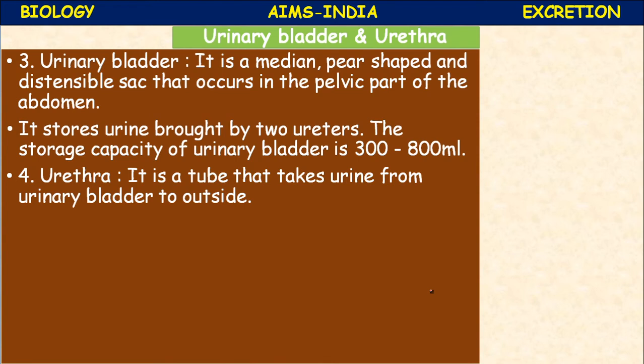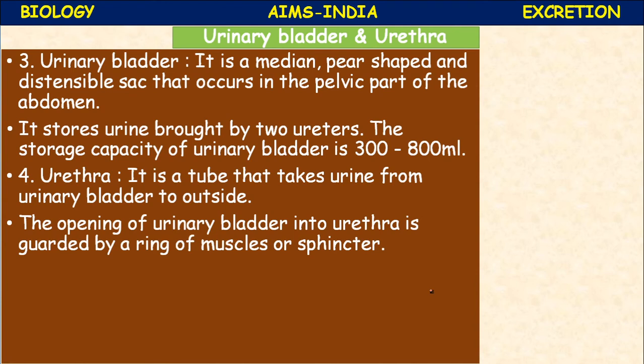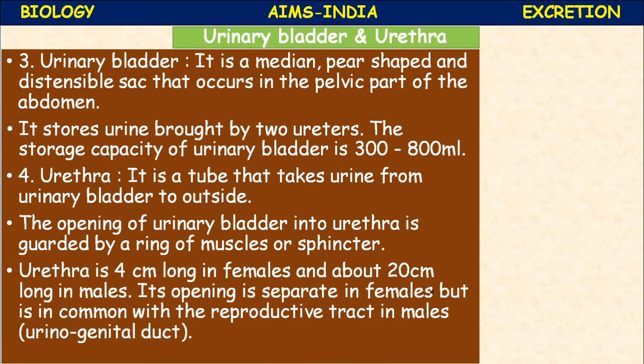Urethra. Urethra is a tube that takes urine from the urinary bladder to outside. Okay, it is the opening of the excretory system. The opening of the urinary bladder into the urethra is guarded by a ring of muscles, the sphincter muscles. The urethra is 4 centimeter long in the females and about 20 centimeter long in males.